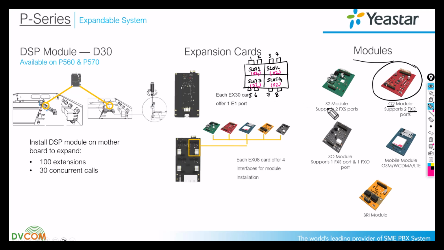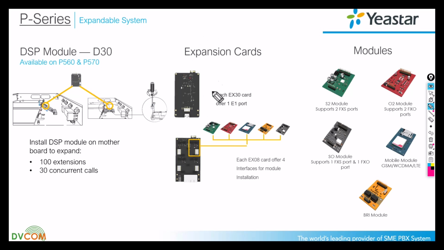In case you can see here, there is an S2 module. The purpose of the S2 module is, if you want to connect analog phones, these are FXS ports. FXS is nothing but Foreign Exchange Station. So in case you want to terminate analog phones, you can use the S2 module. And in case you want to connect your SIM card, you can use the 4G LTE module. In case you want to terminate your BRI line, you can use the BRI module. And there is an SO module, where one of the ports is going to act as an FXS and one of the ports is going to act as an FXO. So these are the different modules. But again, keep in mind, if you want to insert these modules, you require the EX8.